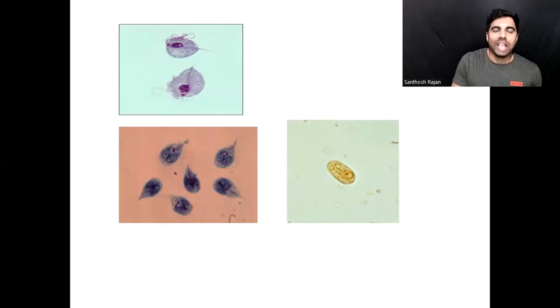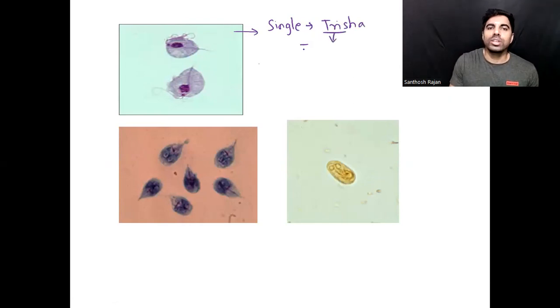Look at this. If they give the picture without any history, and you see only one nucleus, this is a trophozoite with only one nucleus. You know what I will think? Single nucleus. So who is single in parasites? I always think of our South Indian Trisha. I always say that Trisha is a single girl. She's single. A white T, because it is Trichomonas vaginalis. Don't forget, Trichomonas vaginalis. Why? Only a single nucleus is the first clue.